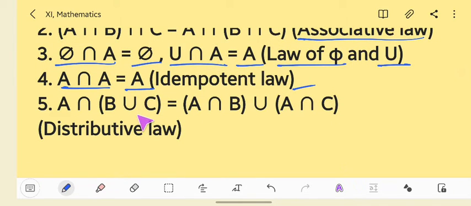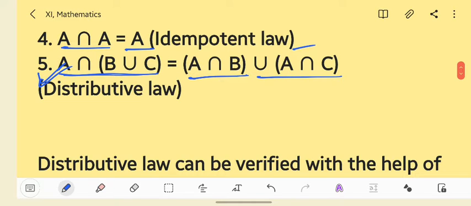A intersection (B union C). This is called as distributive law. Okay, distribution of what? What are we distributing? We are distributing the intersection over the union. So A intersection (B union C) becomes (A intersection B) union (A intersection C). So let's prove this particular thing, distributive law here.